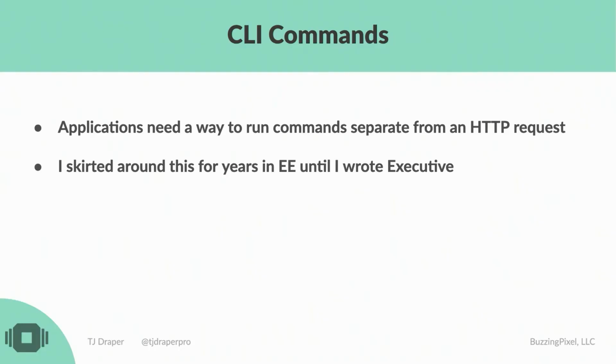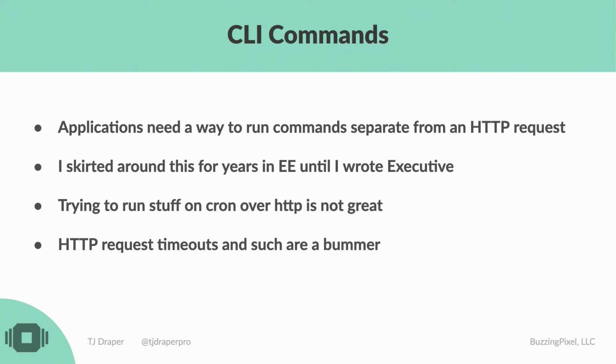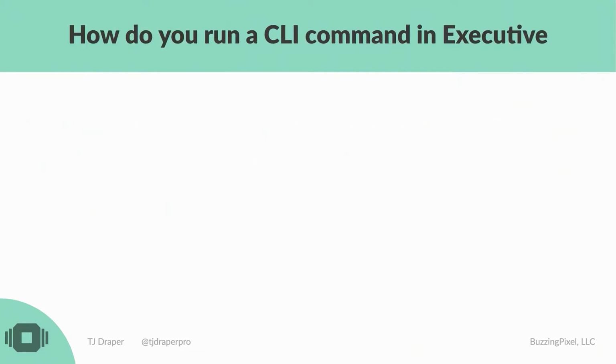So I actually, like I said earlier, skirted around this for years by using HTTP requests to run things until I wrote Executive. Trying to run crons over HTTP. Apparently I got ahead of myself earlier. I've already said this. It's not a great way to do this. You have HTTP request timeouts, and that's really kind of a bummer. So Executive lets you define CLI commands to run.